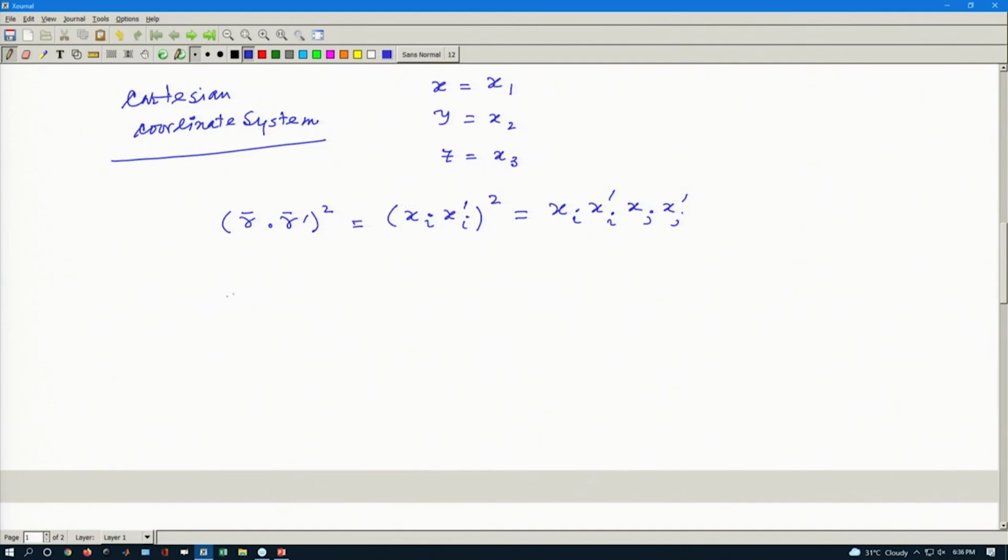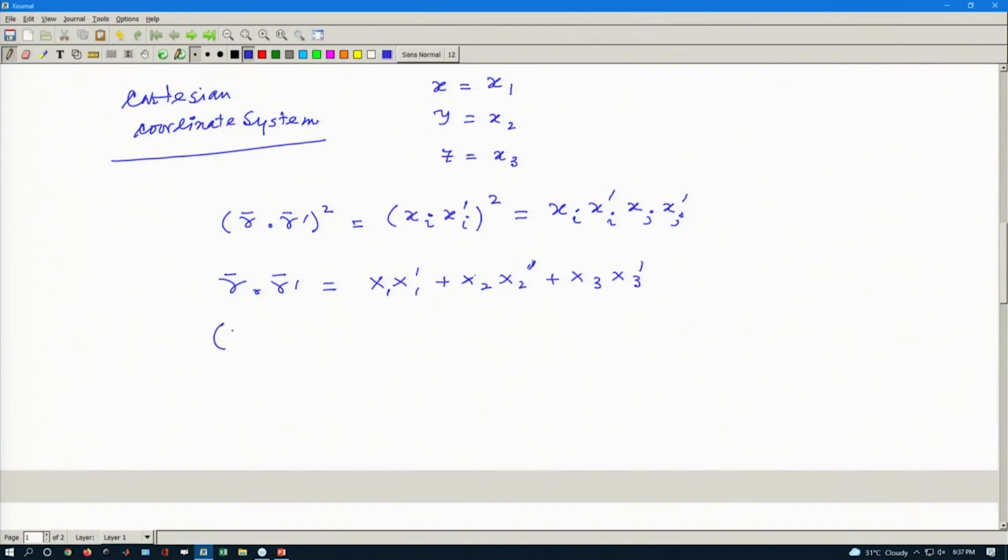Otherwise you can just check it this way. r dot r prime is simply x1 prime plus x2 prime plus x3 prime. Now if you square that, then all the cross terms will be there. So that's why this i and j need to be here. This is the shorthand notation, Einstein notation, that's why I write it. But you can check it.